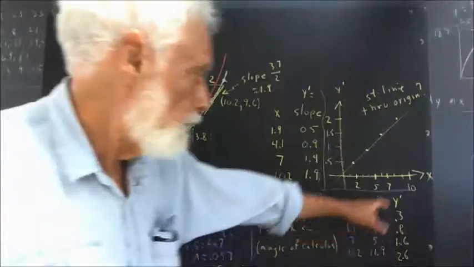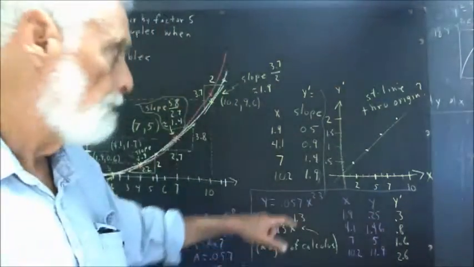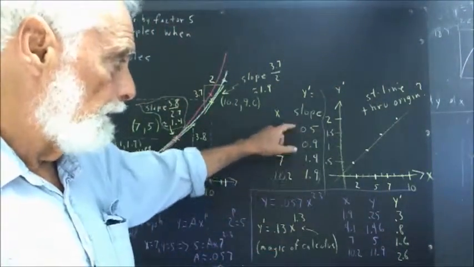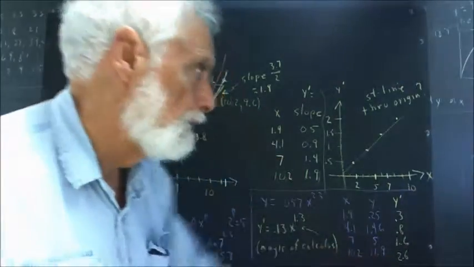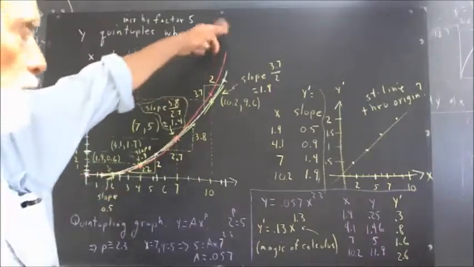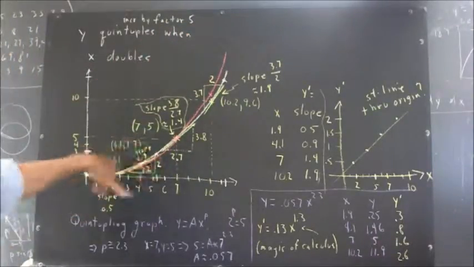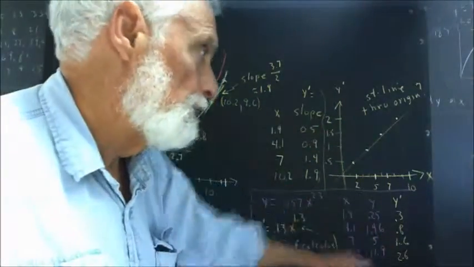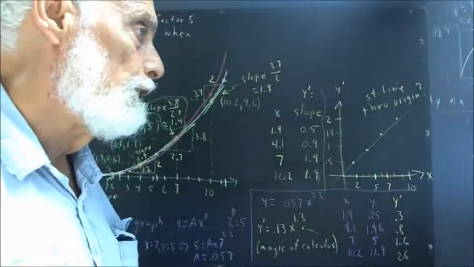So if we compare the y prime values calculated here with the values that we have here, they're all pretty close except for this last one, which is off just a little more. So we see that it's possible to construct an unscaled quintupling graph, do all this, get all these estimates, and come out reasonably close to the ideal results.